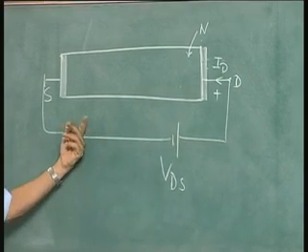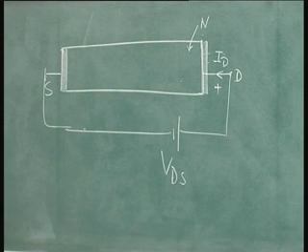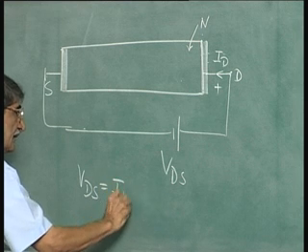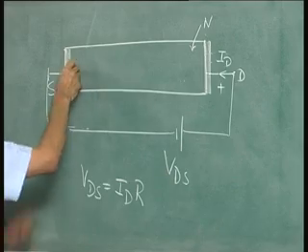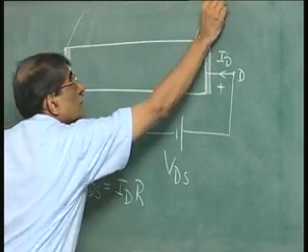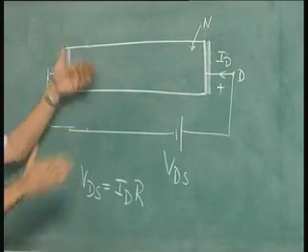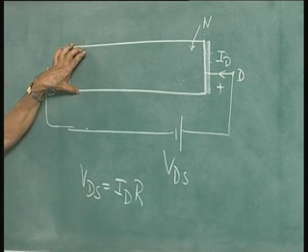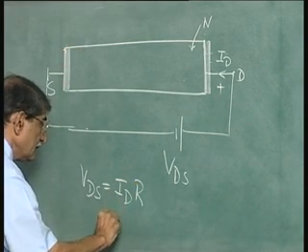Voltage VDS will be equal to ID into the resistance, simple, Ohm's law. So VDS will be ID into R, where R is the resistance of this region. If this depth is W, okay, this is a cross section, W is the depth perpendicular to the board, then R is actually equal to this.